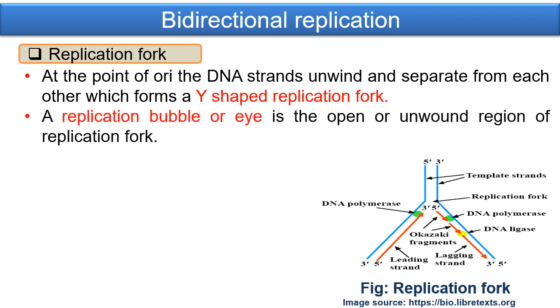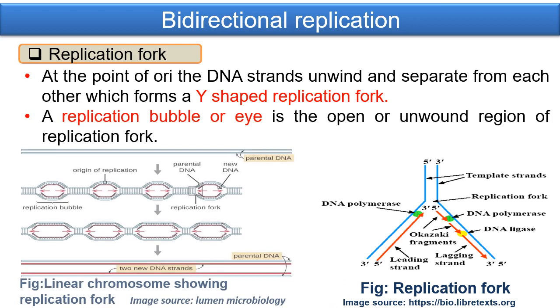Now comes the replication bubble or eye. If I have to show it in a figure, a replication bubble or eye is the open or unbound region of a replication fork. That is, a bubble-like structure will form at the point of origin or at the point of replicon, because at these points the DNA starts to melt. So the melting leads to the formation of these bubble-like structures, which are also known as eyes. So this is the fork structure, which I have put in this figure in a magnified way, and these are the origins where replication starts.